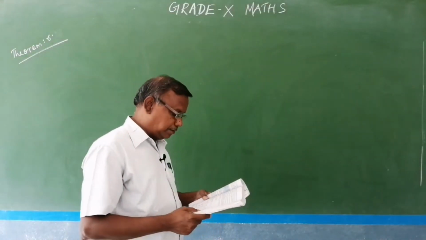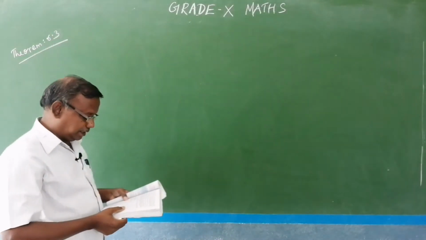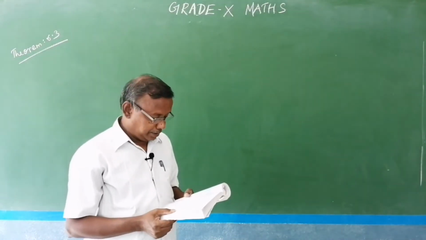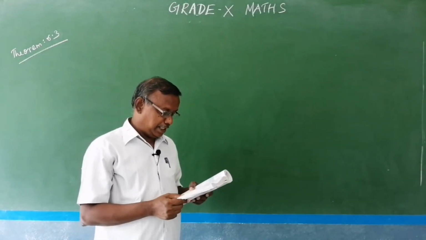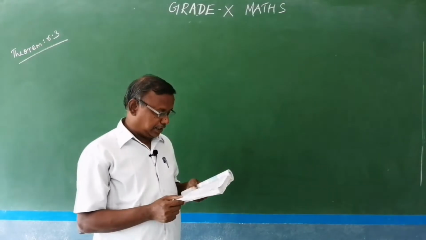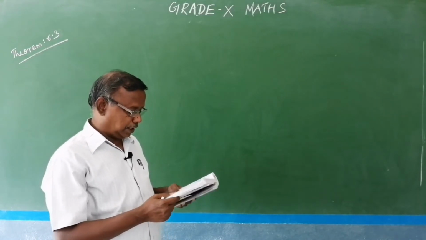The first theorem is 6.3, not 6.4. So 6.3 is the AA similarity criterion. The theorem says, if in two triangles corresponding angles are equal, then their corresponding sides are in the same ratio or proportion, and hence the two triangles are similar.